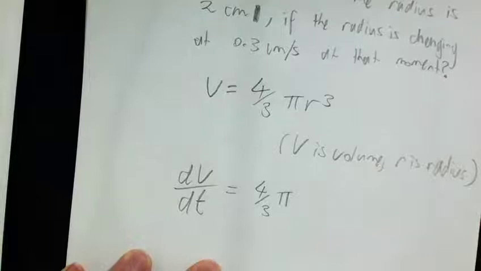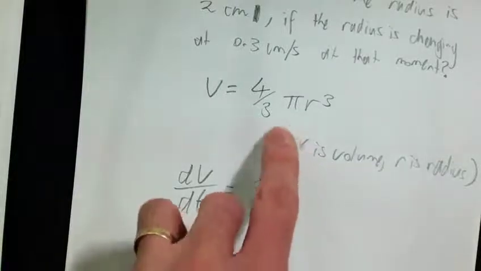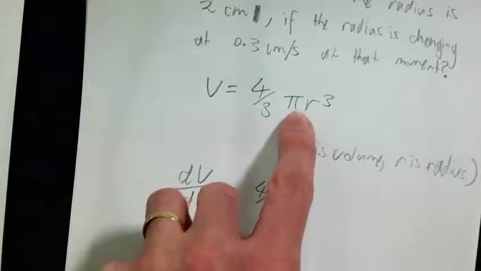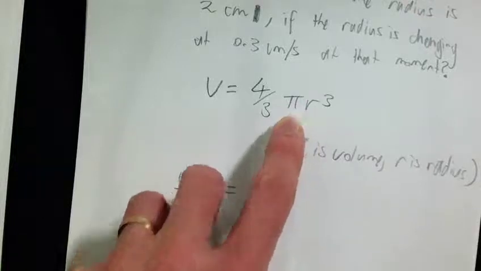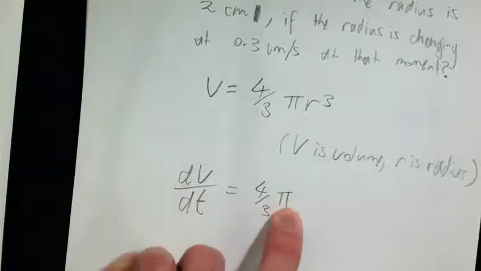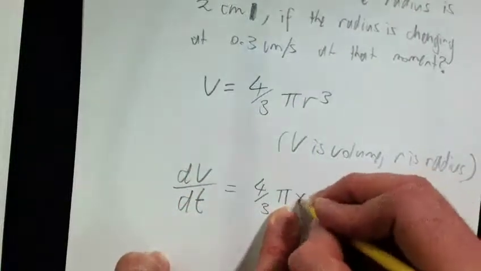let's work our way through this. 4/3 and pi are constants. And constants that are multiplied on are still there after I do a derivative. So they'll still be there. That's a times sign.